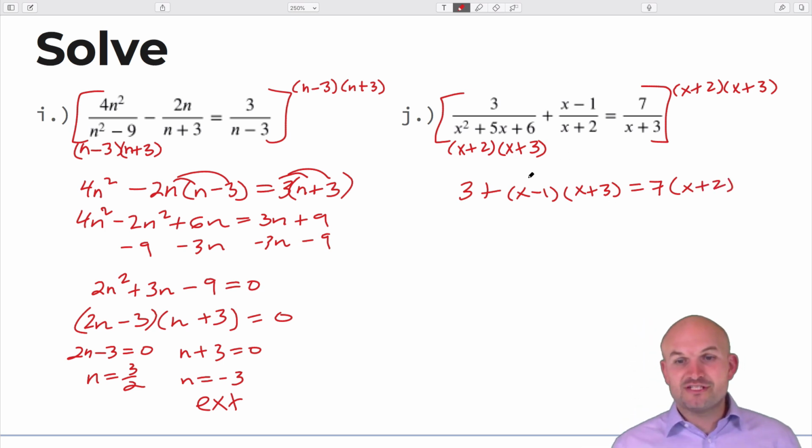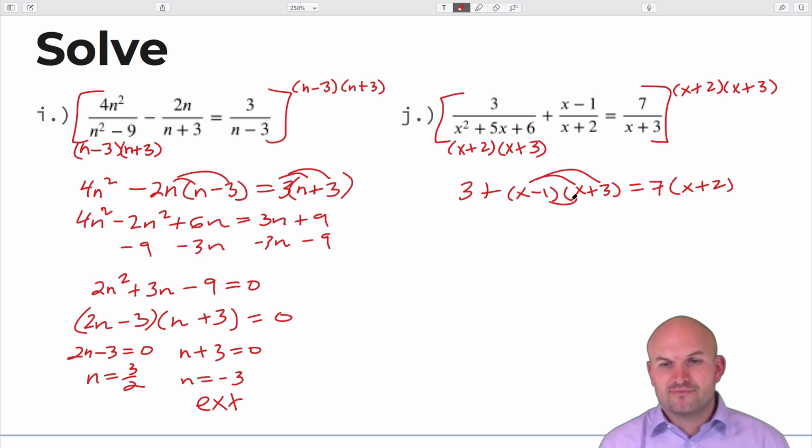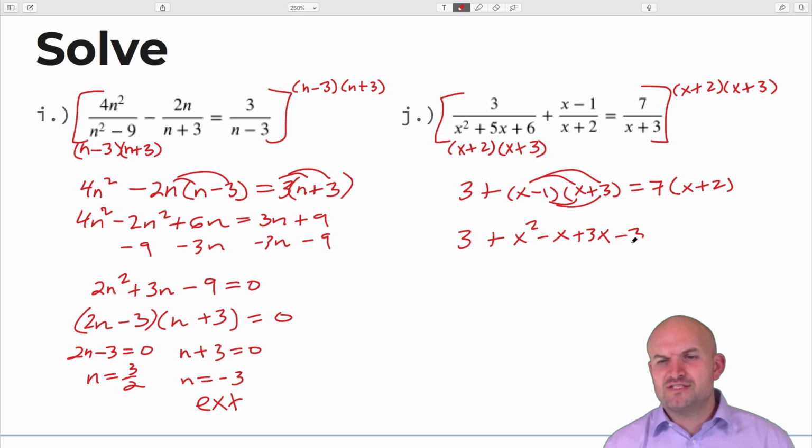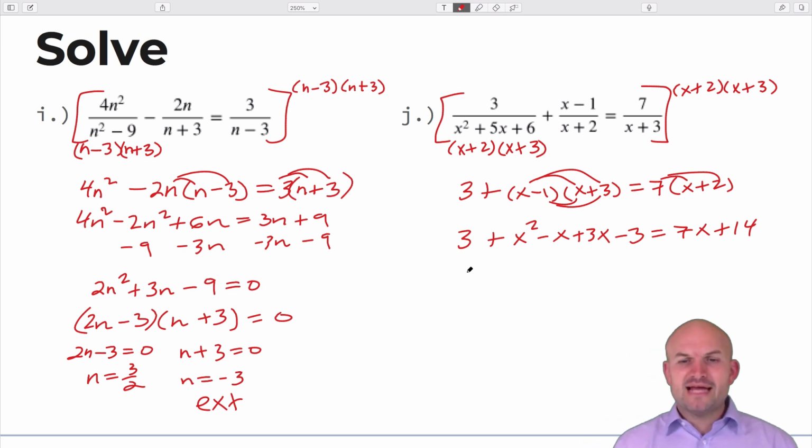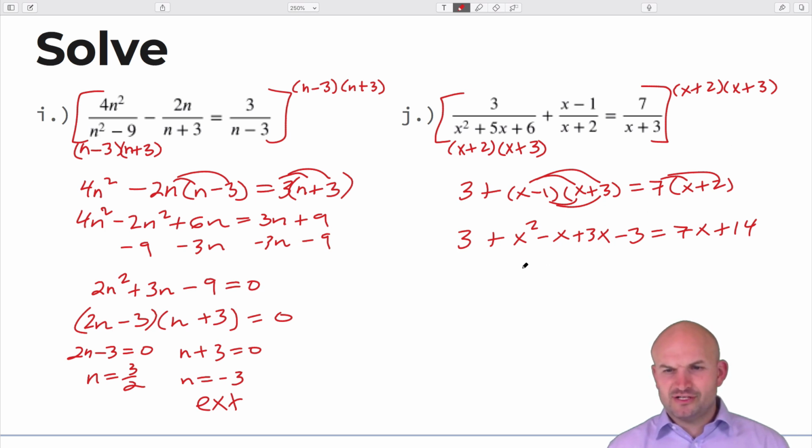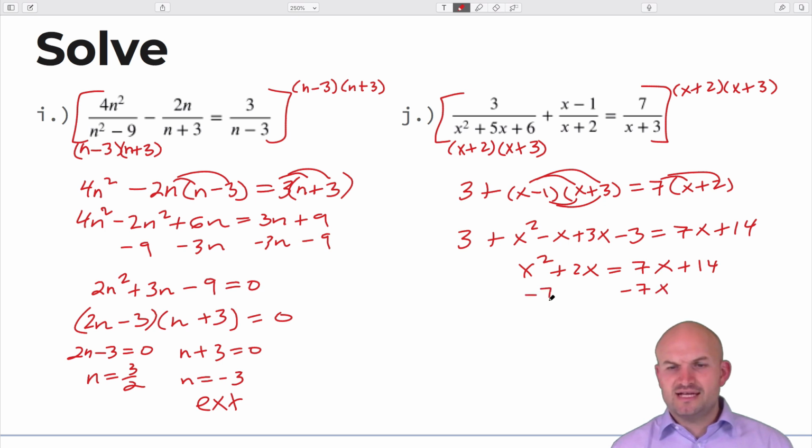Okay, so now in this case, I need to go ahead and use FOIL, right? Multiply these out. So that's going to give me 3 plus, when you multiply that out, they give you x squared. I'll just do it out. That gives me a negative x plus 3x minus 3 equals here, distributive property, 7x plus 14. Now let's just go ahead and combine like terms here. So let's see, those are going to add to 0. So left with x squared plus 2x equals 7x plus 14. Let's subtract those on both sides. 14. So that's going to leave me with an x squared. Let's see, minus 5x minus 14 equals 0.